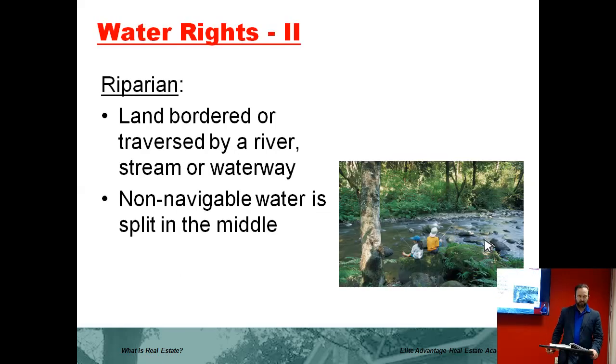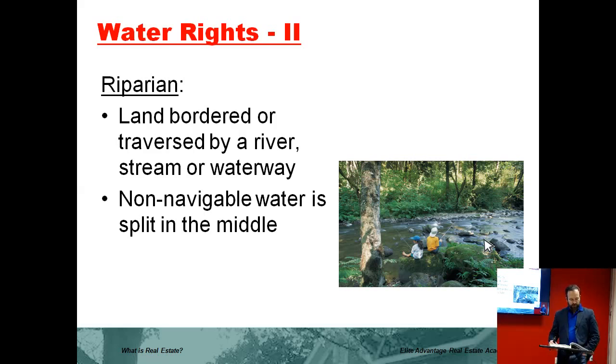Of course, now we're on riparian, which is on page 68. So now I'm ahead on this. Now I'm up to date on the screens. My finger's not working here. Okay, so riparian, we have to remember, is land bordered or traversed by a river, stream, or waterway. It's basically non-navigable water that is split in the middle. And that is what riparian is. So riparian starts with an R, R-I, river. That's how I remember it. Riparian, river. Land bordering, traversed by a river or stream, non-navigable.